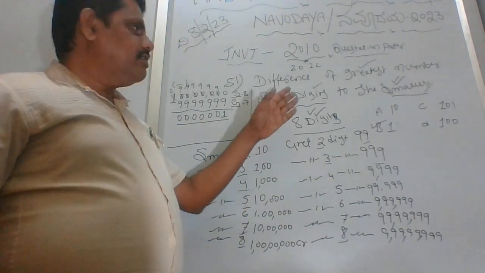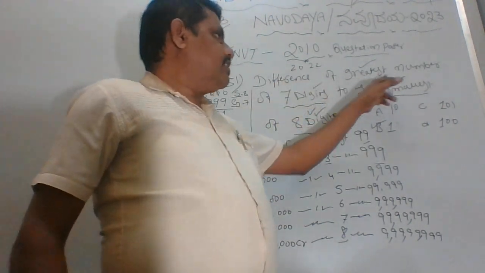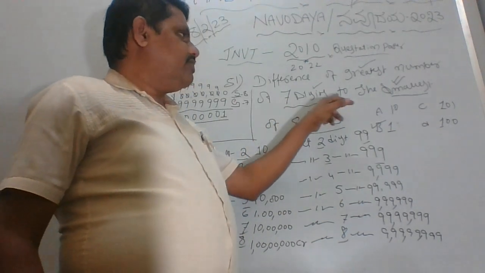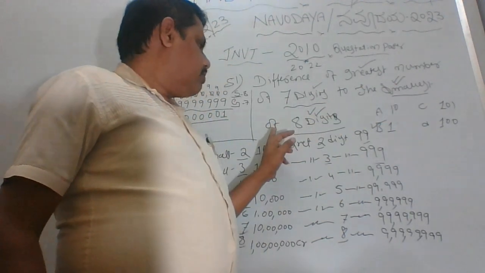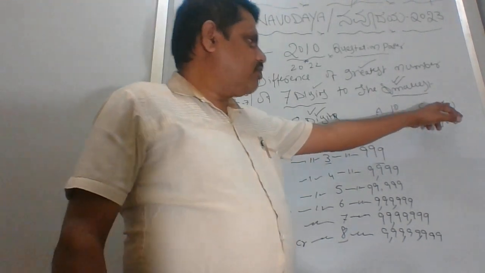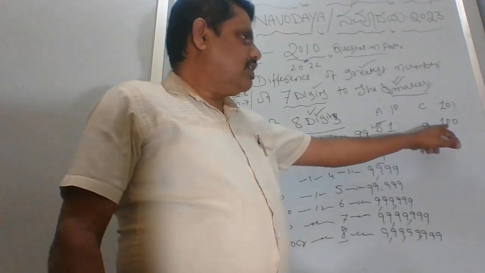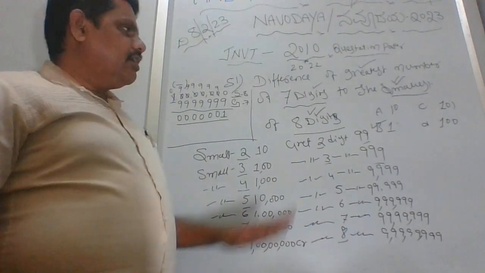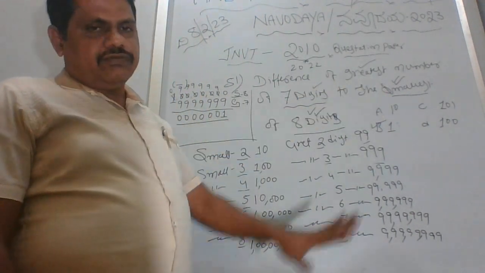Let's come to the point. Difference of the greatest number of 7 digits and the smallest number of 8 digits. The options are A is 10, B is 1, C is 101, D is 100. Clear? This is the question we got now.